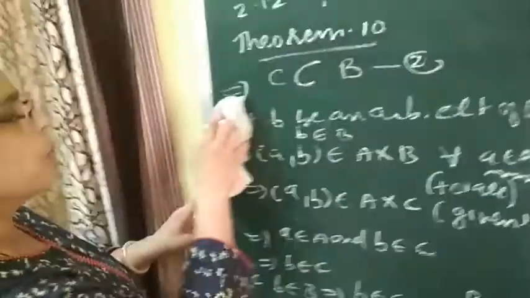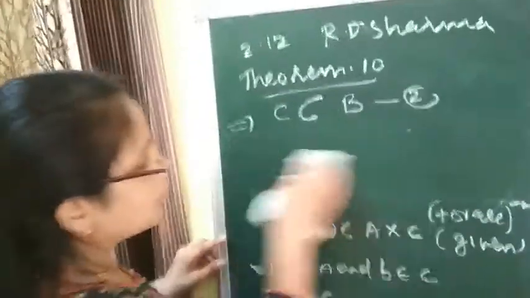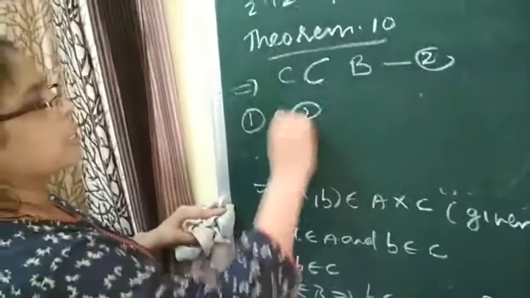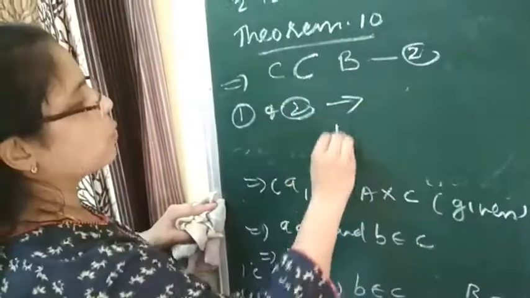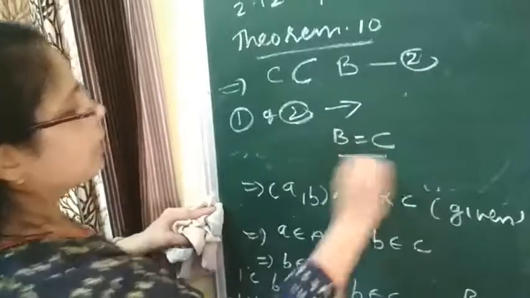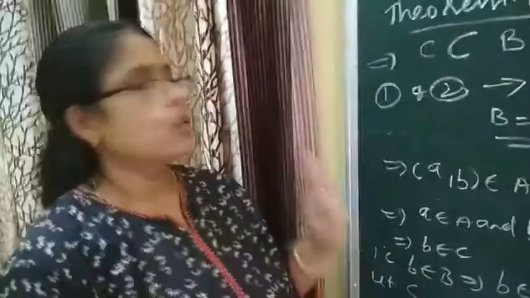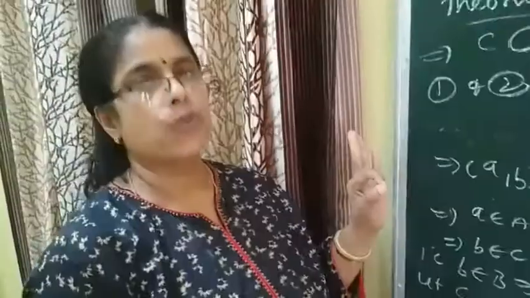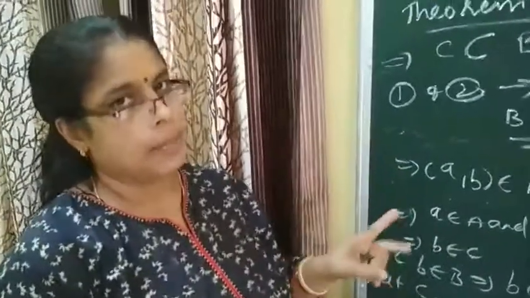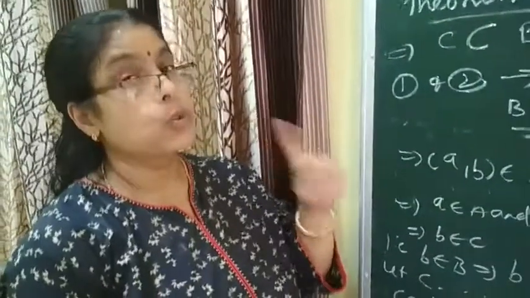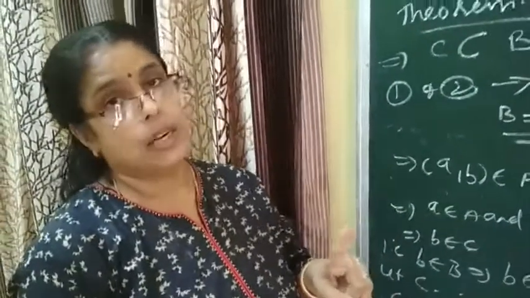If B is a subset of C and C is a subset of B, then there is one and only one possibility: both the sets must be equal. 1 and 2 give B equals C. In this way, in the Cartesian product you can solve any type of question by the method of arbitrary element. But think one thing: the arbitrary element should be chosen as an ordered pair, not a single element.